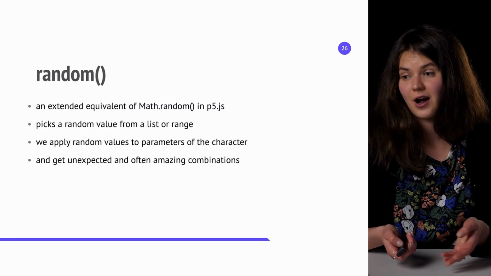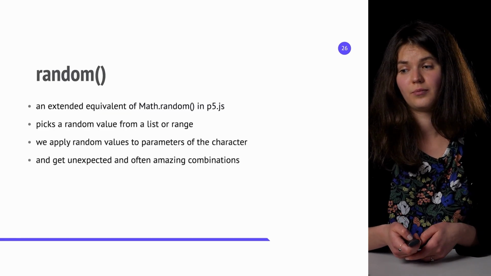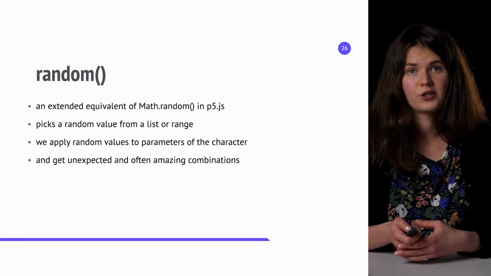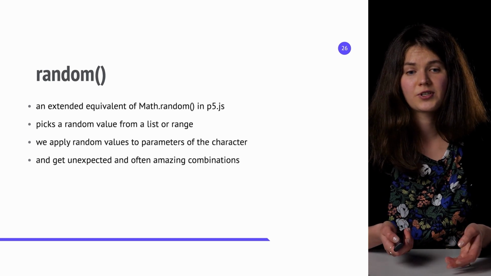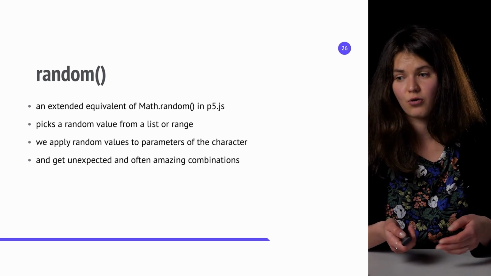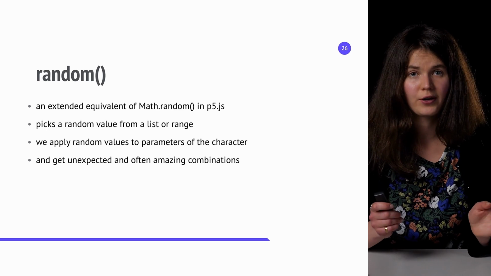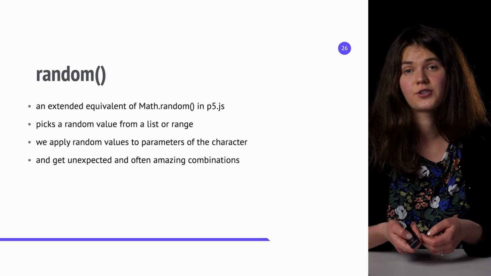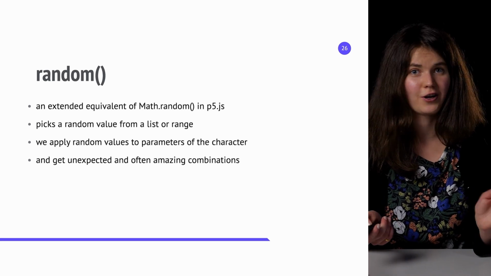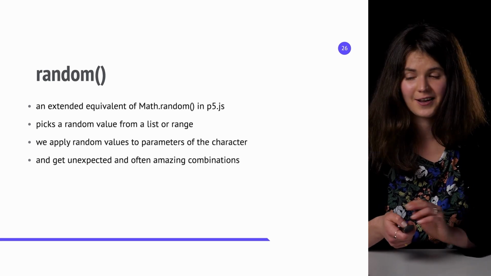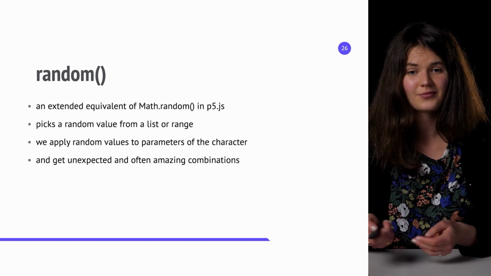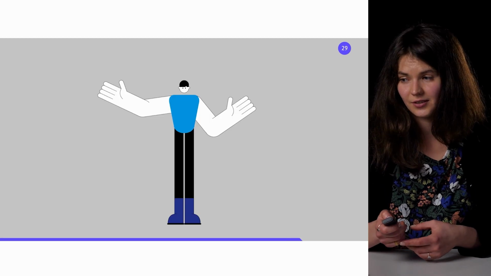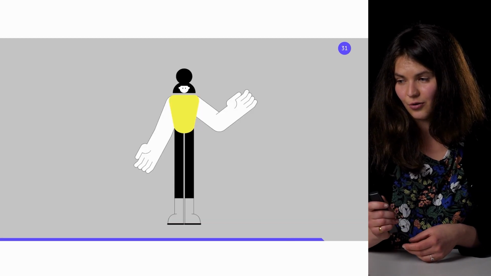And here is how. We just call the function random, which is an extended equivalent of Math.random in p5. It picks a random value from a range or a list of values. Then we apply random values to parameters of the character and finally get unexpected, sometimes really crazy and exciting results like this, this, or this.